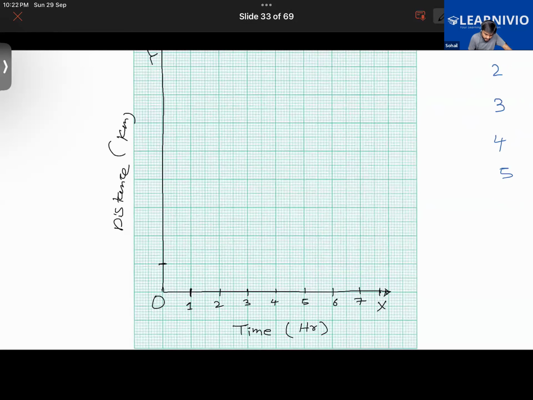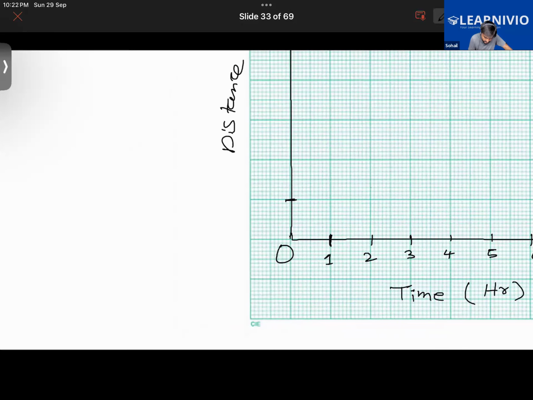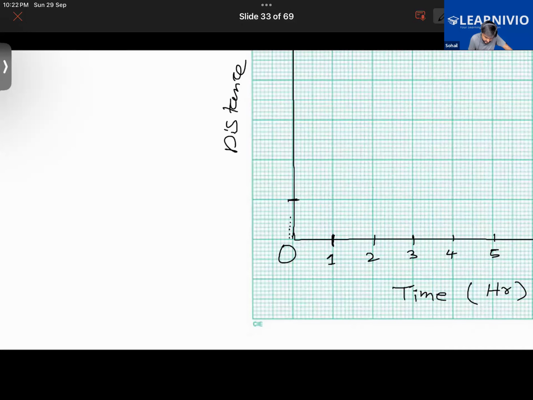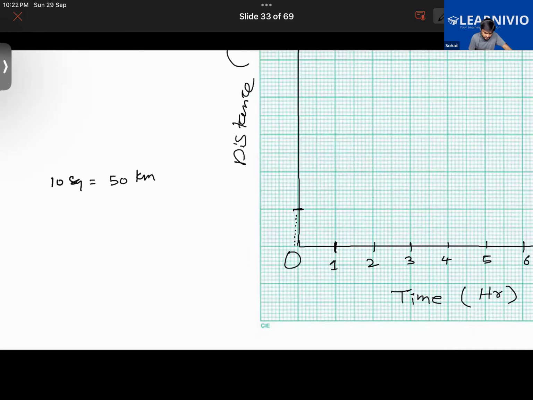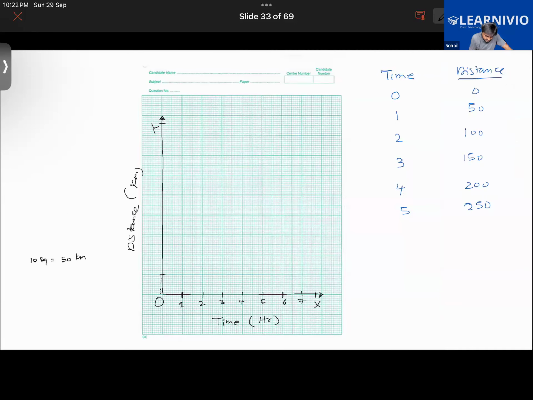Okay, you guys can see here 1, 2, 3, 4, 5, 6, 7, 8, 9, 10. So I'm taking that 10 squares here equal to how much? 50 kilometers. Getting what I'm trying to say? So that is 50. This one will be 50 plus 50, that is 100, 150, 200, 250, and so on. You can go on to write some more values like 300 and 350.